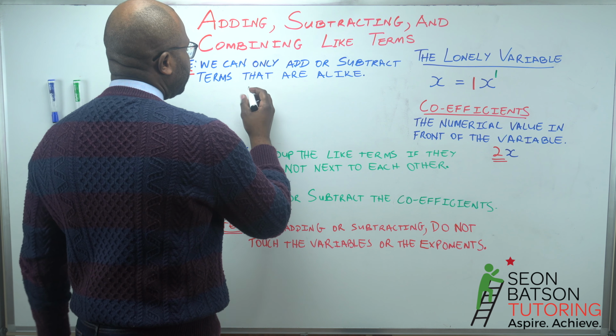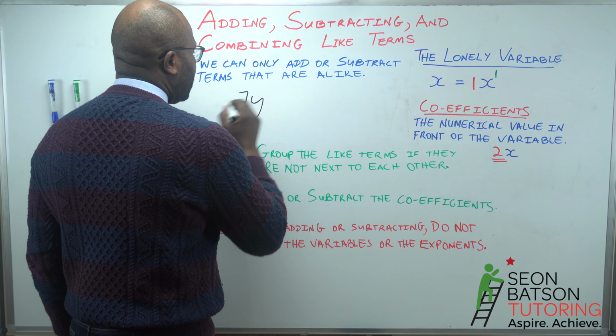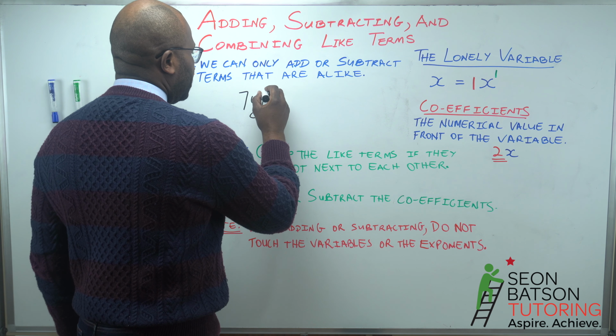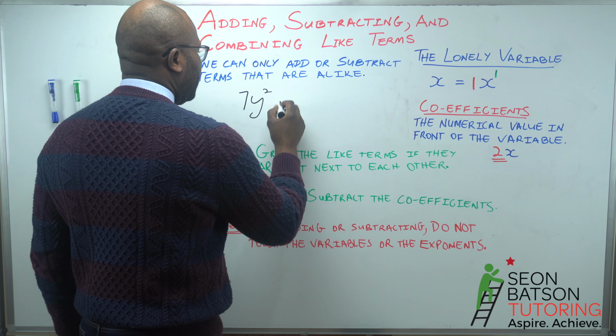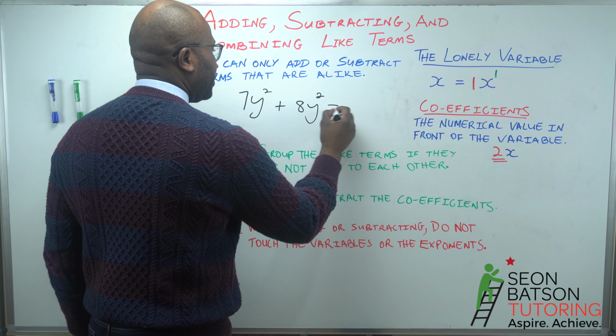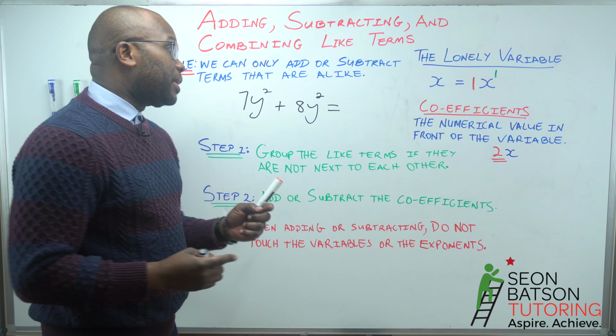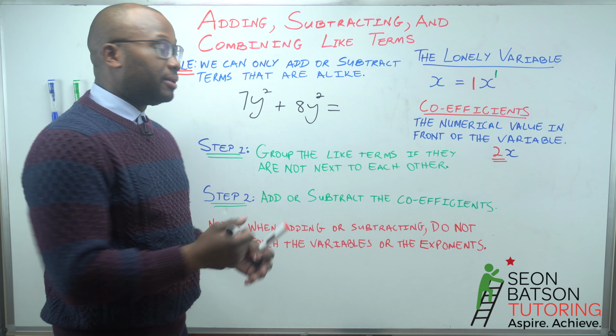Let's say we have 7y squared plus 8y squared. Can we add these two? Yes. Why? Because the two terms are alike.